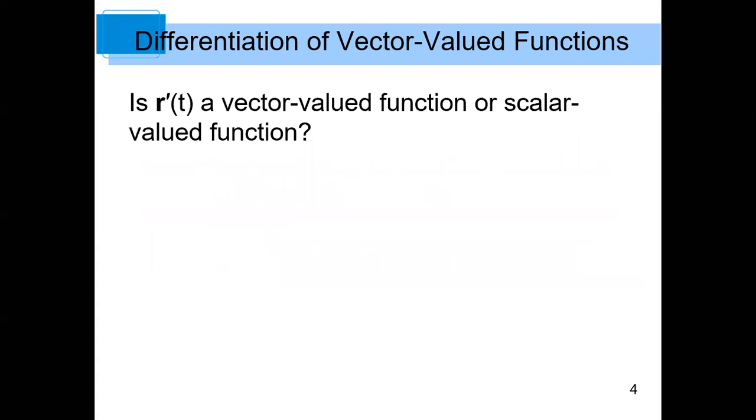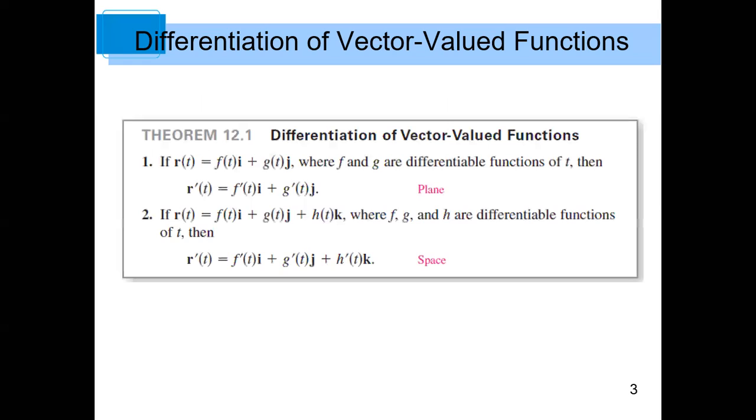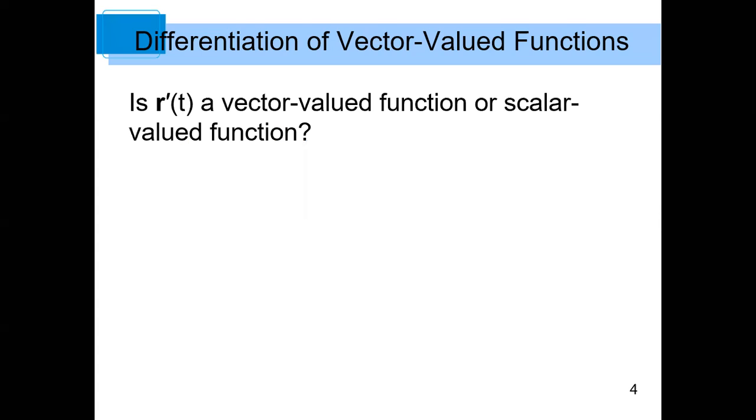Here's a picture. Oh, here, first of all, a question. Is r prime of t a vector valued function or a scalar valued function? So look back over here. R was a vector valued function. Is the derivative also a vector valued function? Yes. It is once again a vector valued function, yeah? The output is a vector again, okay? So we have the vector valued function itself, and then the derivative is also a vector valued function, okay? It's vector valued, okay?